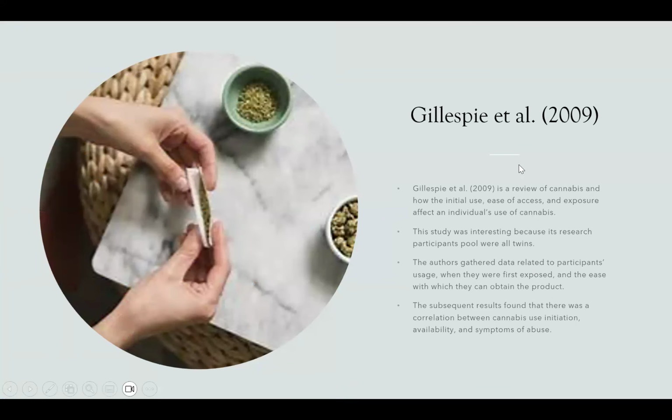This final article, Gillespie et al., is a review of cannabis, how the initial use, ease of access, and exposure affect an individual's use of cannabis.